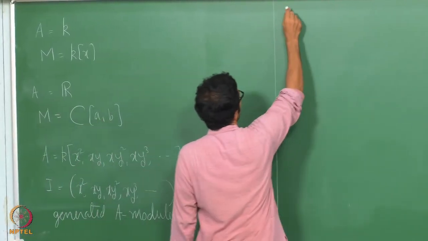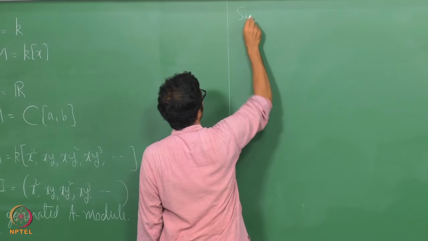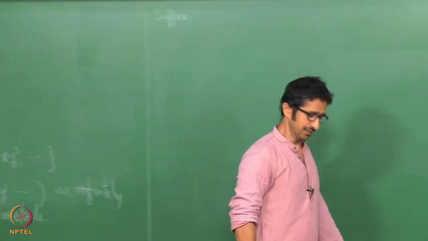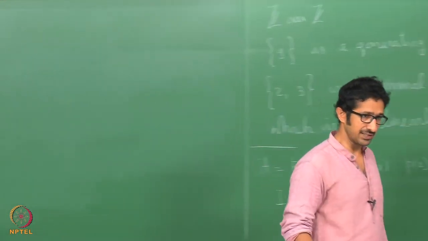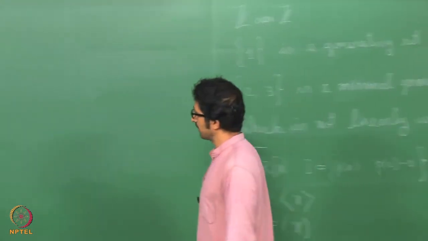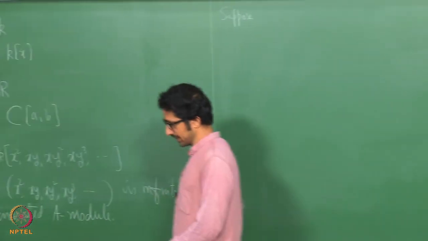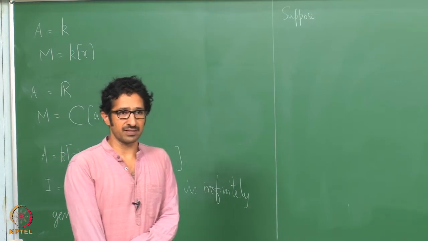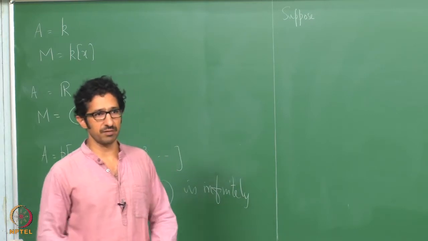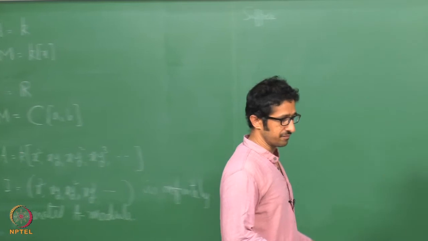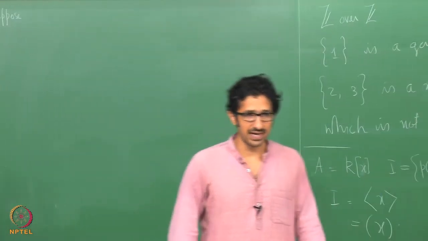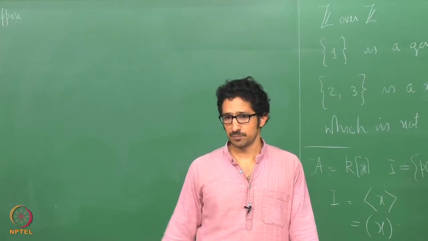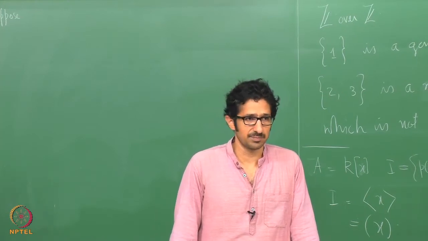Okay, so suppose I have a... see, in the case of rings, in the case of vector spaces, in the case of groups, you have studied, if you have a collection of vector spaces V1, V2 and so on, over a field F, then you can form its product, right? Cartesian product.